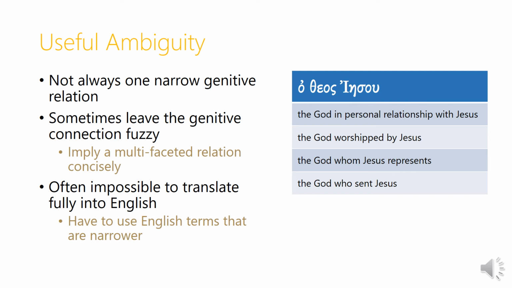In most cases, we want to ask, what is the specific relationship between the genitive noun and the lead noun? But we want to be aware that in some cases, we don't want to push too far for a black and white, one or the other choice between different kinds of relationships. Sometimes the author has more than one kind of relationship in mind and is capitalizing on how ambiguous the genitive is in order to express that cluster of relationships in a very terse way.